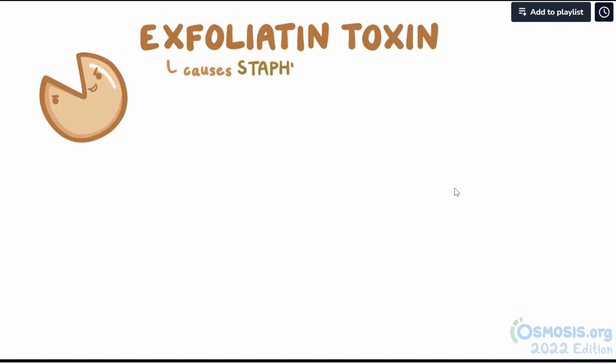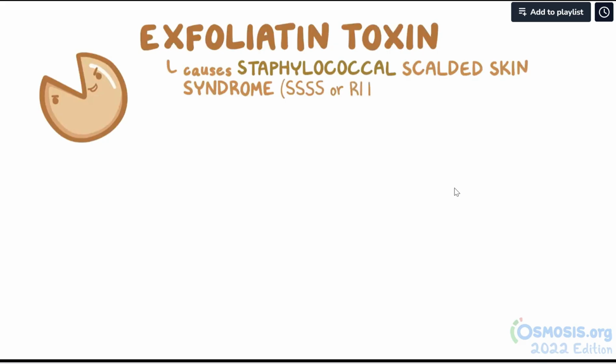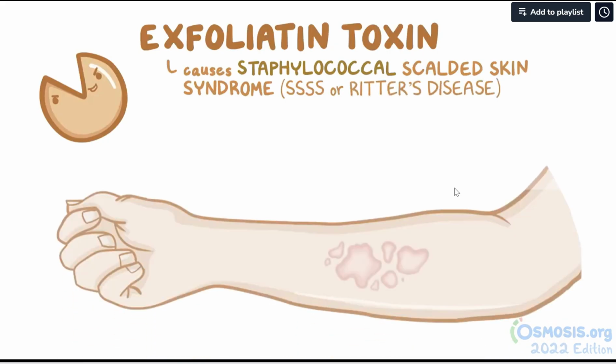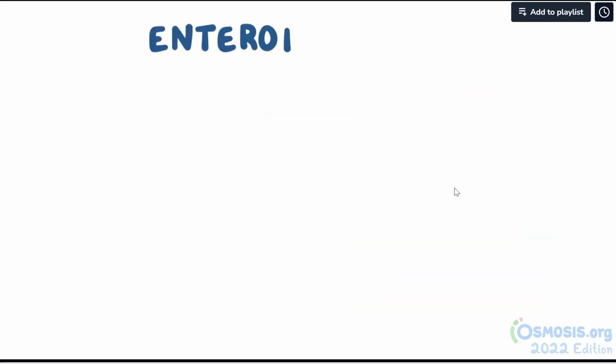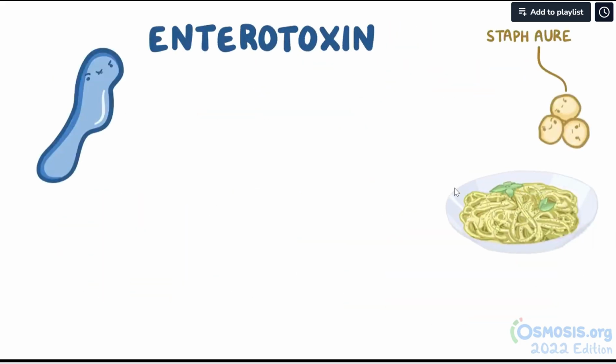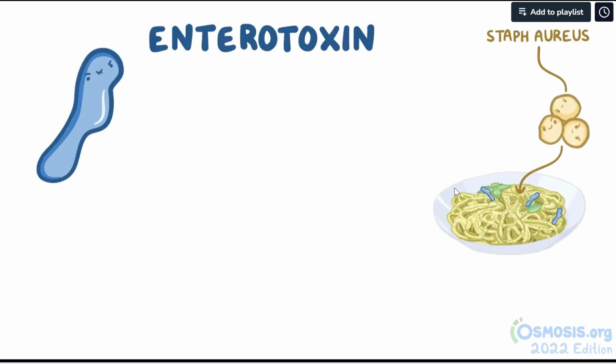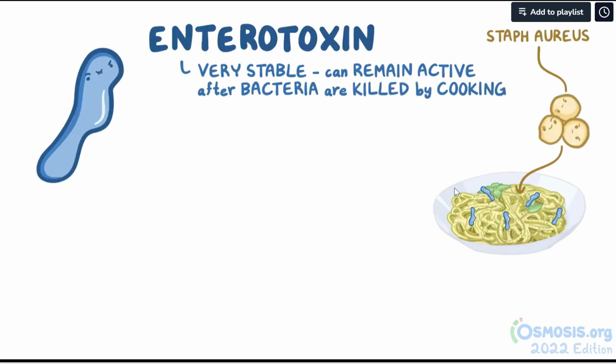Exfoliatin toxin causes staphylococcal scalded skin syndrome, or SSSS, or Ritter's disease. It creates painful patches of red skin, with fluid-filled blisters, but it often resolves within a few weeks. Finally, there's enterotoxin. Staph aureus might land on food and start to generate enterotoxin. The enterotoxin is quite stable in the environment, and can remain active even after the bacteria are killed off by cooking.